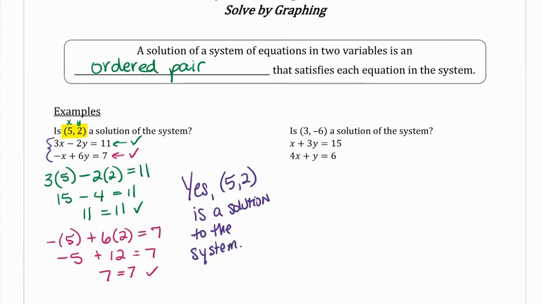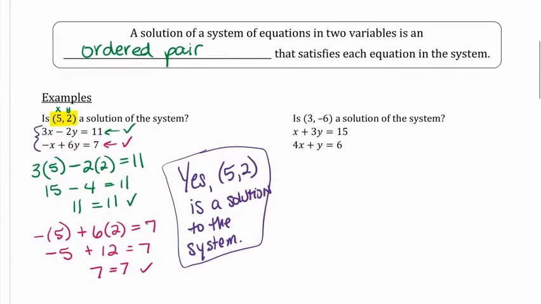And you don't have to write out that whole sentence. You can just say yes, but just so we understand what that means, that that is a solution to the system. That means basically this point, (5, 2), is a point on both of those lines. It's a solution. Okay, same thing for our next example here.